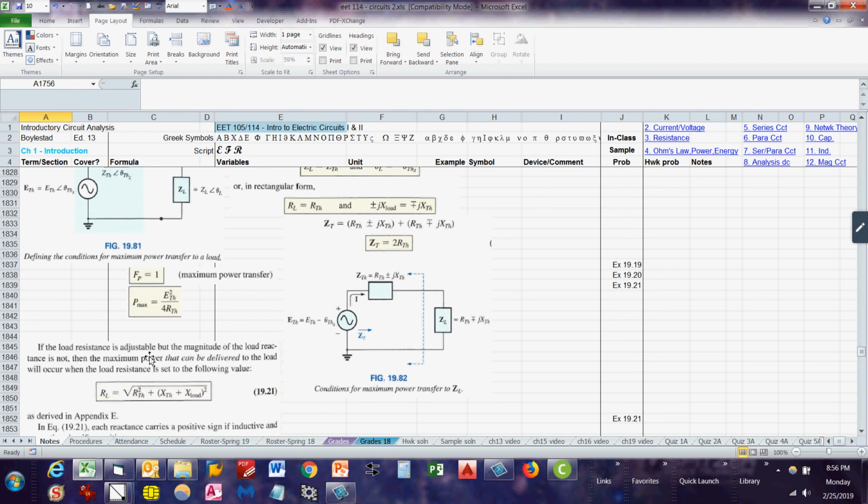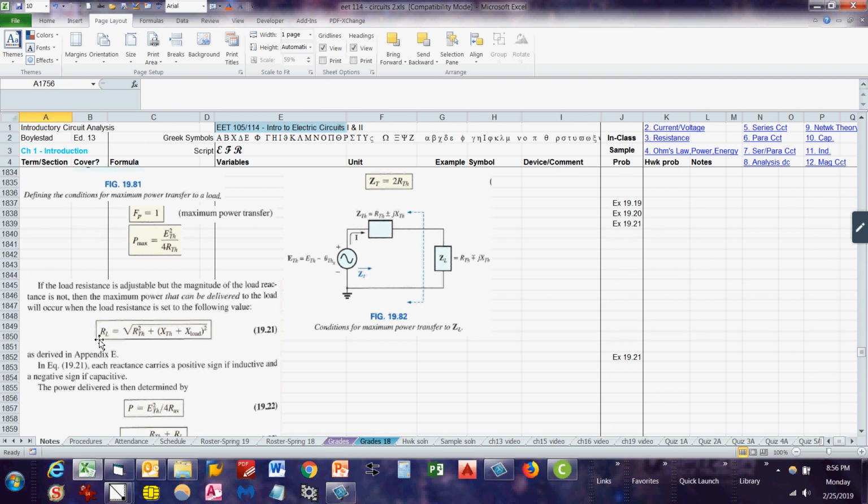If the load resistance is adjustable, but the magnitude of the load reactance is not, then the maximum power that can be delivered to the load will occur when the load resistance is set to the following value. That's RL equals the square root of R Thevenin squared plus the quantity X Thevenin plus X of the load, squared.